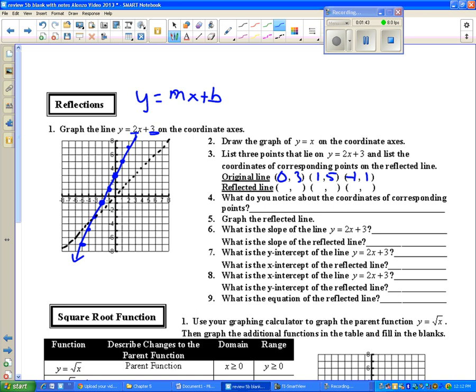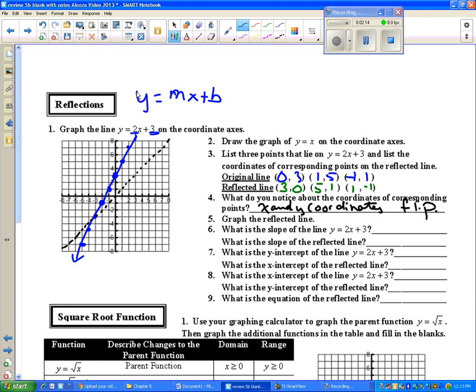Okay. The reflected line, remember, if we reflect, we flip our x and our y. So (0, 3) becomes (3, 0). (1, 5) becomes (5, 1). (-1, 1) becomes (1, -1). What do you notice about the coordinates? The corresponding points, the x and y coordinates, flip.